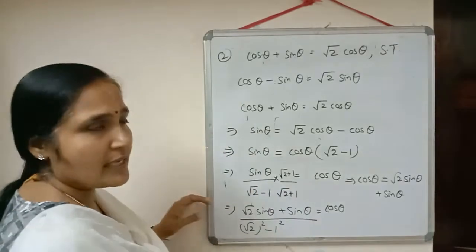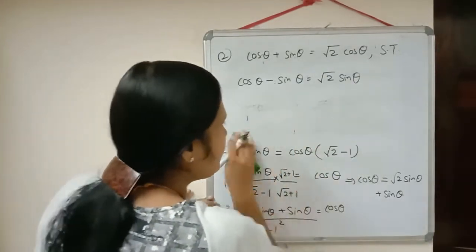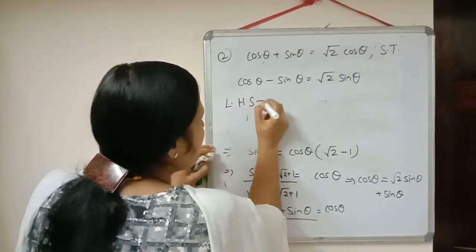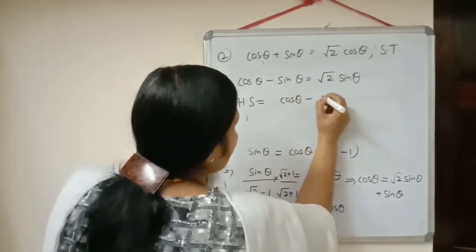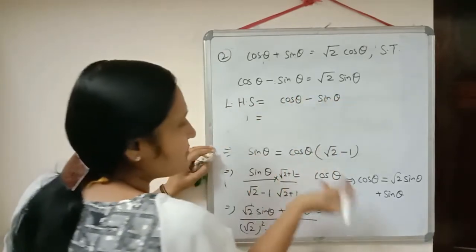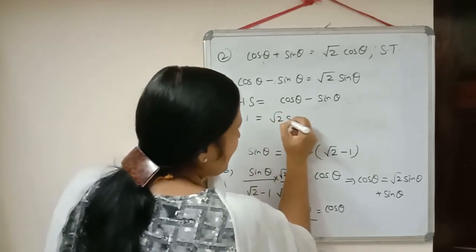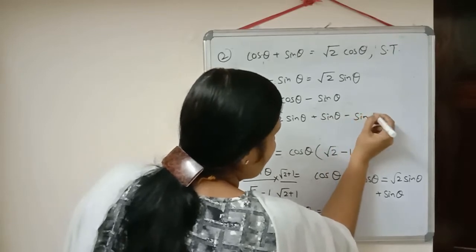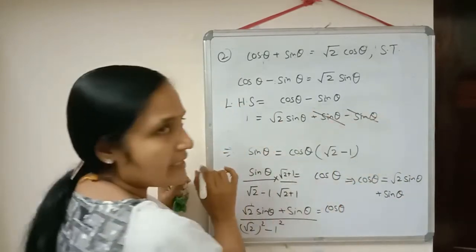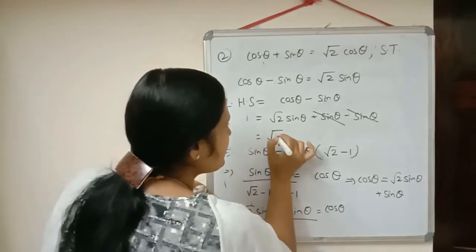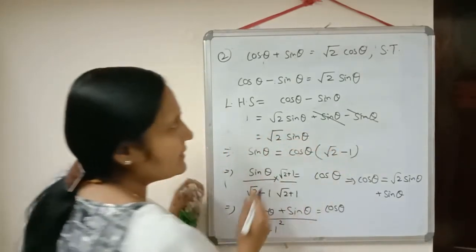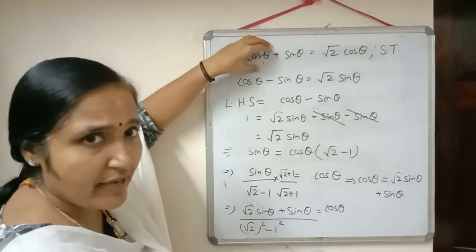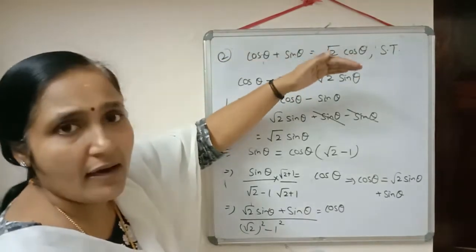Now we can substitute in the left hand side, which we have to prove. So just write down in the left hand side what we have: cos theta minus sin theta. Now in place of cos theta, just substitute the value. Then we will get root 2 sin theta plus sin theta minus sin theta. So sin theta and minus sin theta will get cancelled. We will get our answer, which is equal to root 2 sin theta. So whenever you are proving something, just use the information which is given and then check what we need in the right hand side.